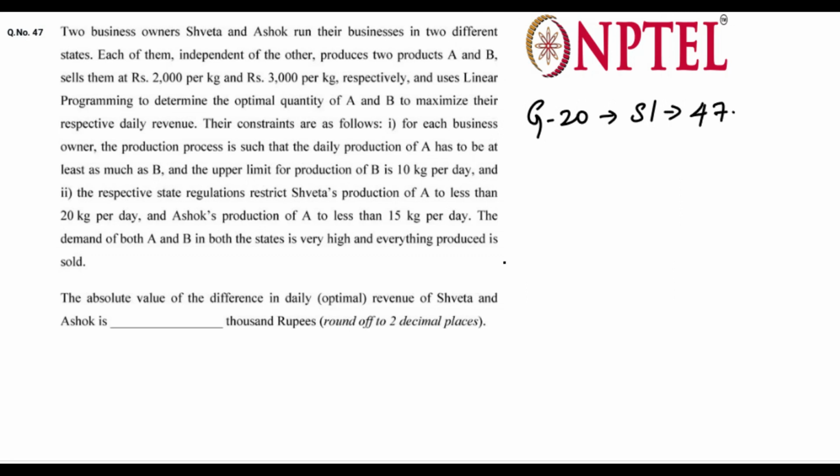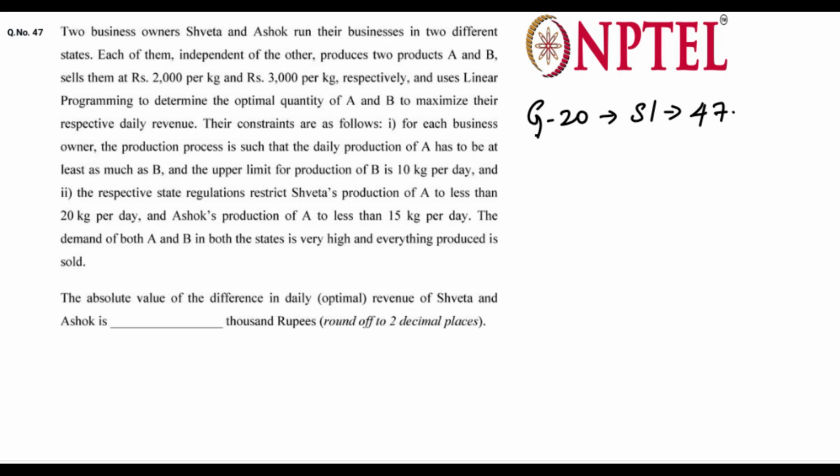So this question goes like this: two business owners, Shweta and Ashok, run their businesses in two different states. Each of them, independent of the other, produces two products A and B, and sells them at rupees 2000 per kg and rupees 3000 per kg respectively.